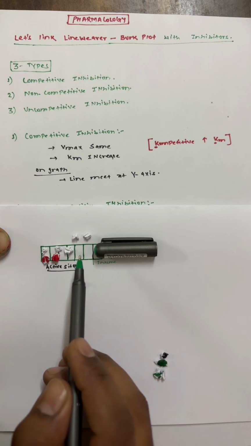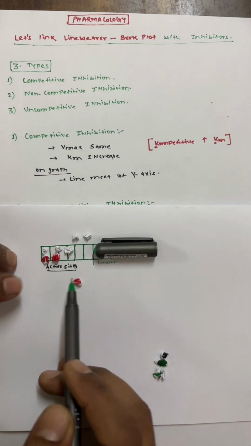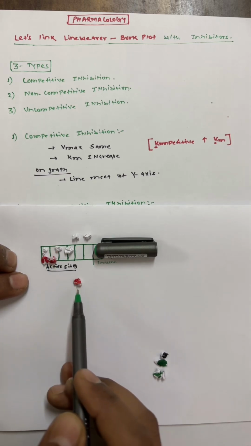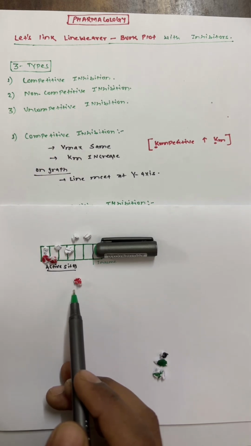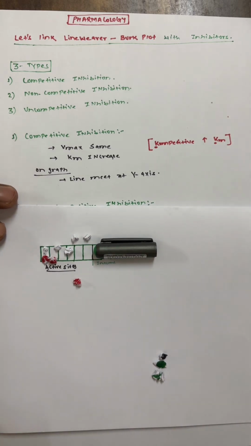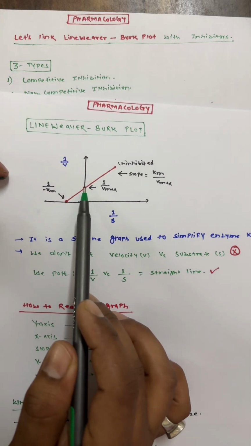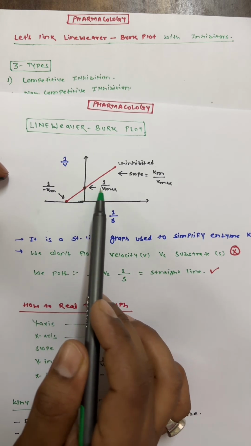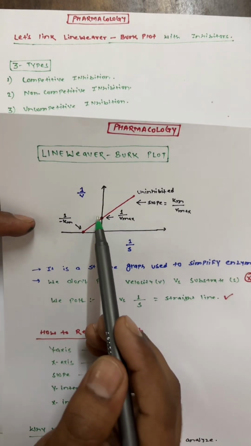But the number of rooms is fixed, so the Vmax will not change. But we need more and more substrate to push these inhibitors out. That's why the Km increases. The substrate needed to reach half of Vmax will increase. And we all know from this graph, this denotes the intercept on the y-axis, and this is half of Vmax. So this also denotes the competitive inhibitors.